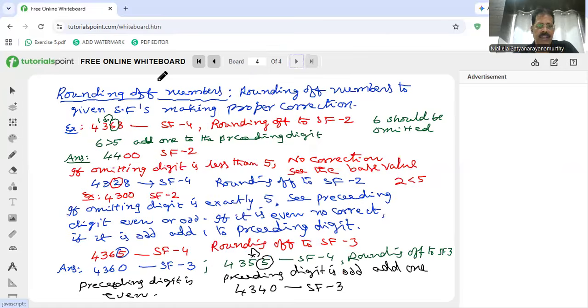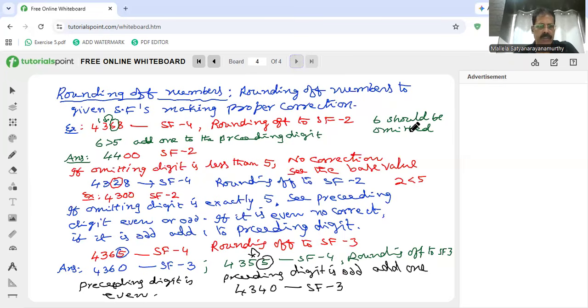So next, what is the rounding of numbers? Rounding of numbers to given significant figures, making proper correction. You have to round the numbers to the given significant figures and make some proper corrections. See, I will take one example. 4368 is there, significant figures 4. Rounding off to significant figures 2 only, I want. So 4, 3 are the significant figures I should get. So 6 should be omitted.